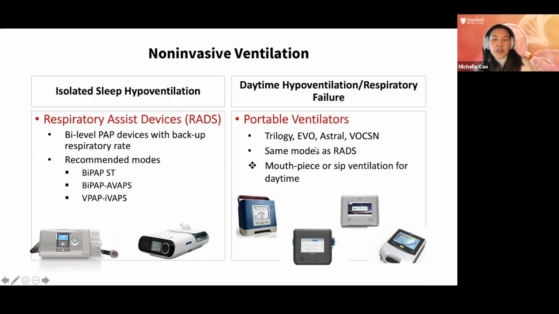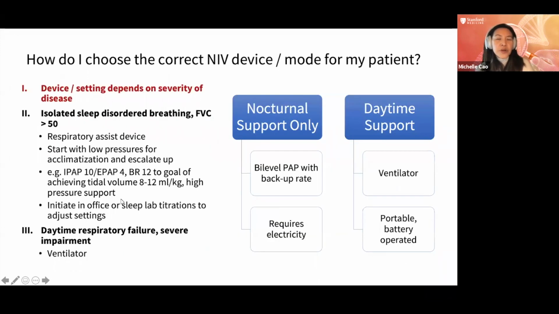These are just the ones that are available in the United States. Trilogy, Evo, Astral, Vivo. These are the same modes as the RAD devices, but the added feature is that they have mouthpiece or sip ventilation for use in the daytime as well. So I get this question a lot: how do I choose the correct NIV device and mode for my patient?